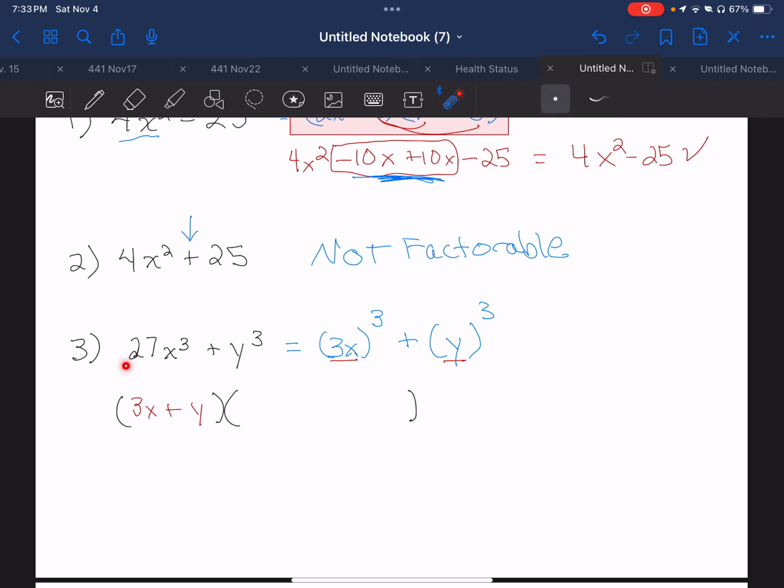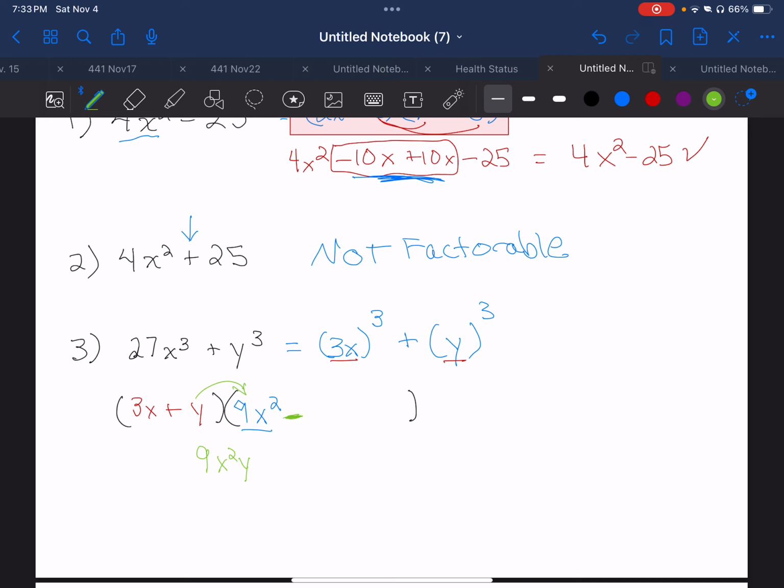What's our reasoning? I need to get 27x cubed. So 3x times what will give me 27x cubed? I need 3 times 9 to get 27, and x times x squared to get x cubed. So that's what I need in order to get my 27x cubed. That picks up something. When the y gets multiplied by that, that will pick up a 9x squared y. I don't want a 9x squared y. I need to get rid of that.